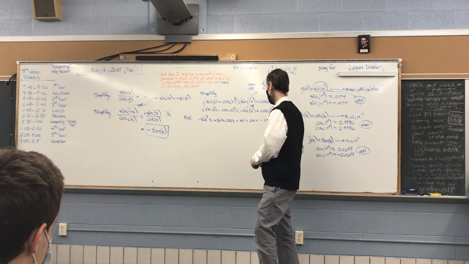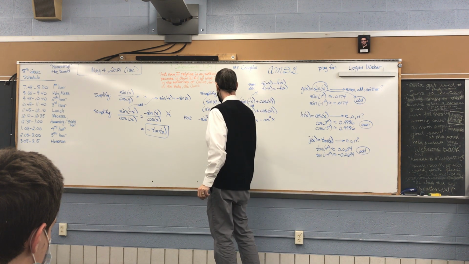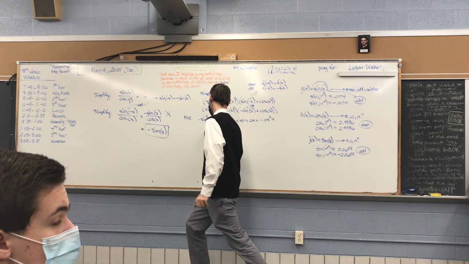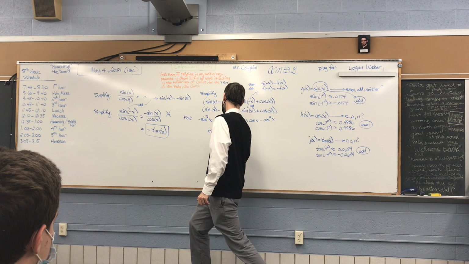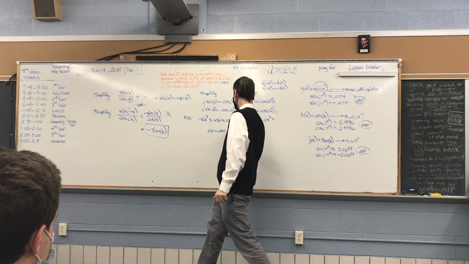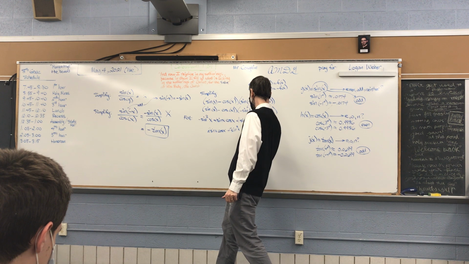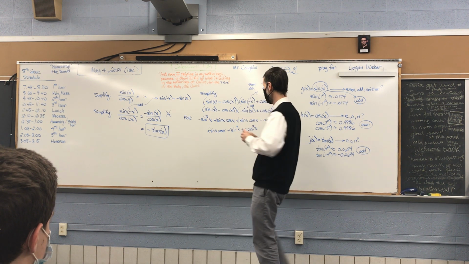Add what? Cosines. Yeah, these two. This is one sine cosine plus another, which makes two sine cosine. So 2 sine of x cosine of x. And then what's left over? Negative sine squared of x plus negative cosine squared of x.